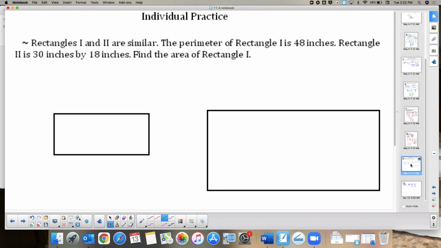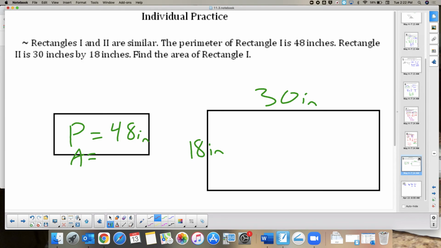Brings us to our last problem then. It says rectangles 1 and 2 are similar. The perimeter of rectangle 1 is 48 inches. Rectangle 2 is 30 inches by 18 inches. So first thing, all my units are the same. It says find the area of rectangle 1. Well, we can find the area of rectangle 2. That's 18 times 30. So the area of rectangle 2 is 540 inches squared.